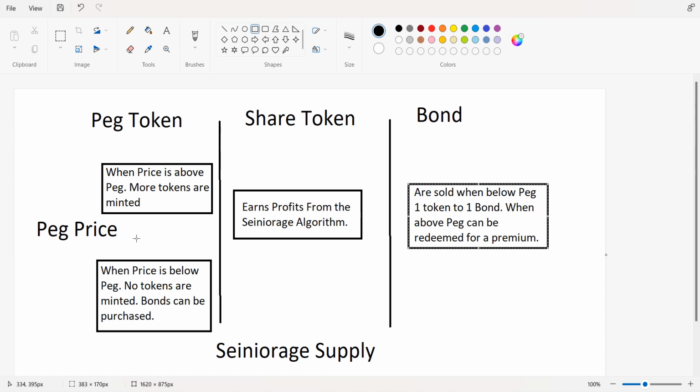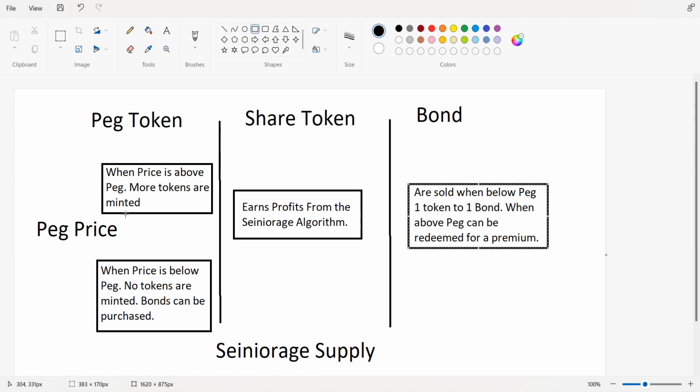But when price is below peg, there's not going to be any more tokens minted. No one in the boardroom, no one holding the share token or staking the share token, is going to get any additional tokens at the end of the epoch. And what typically will happen is bonds will go for sale. So bonds can be bought below peg. Sorry, if this token is below peg, you can actually take the token and buy one bond. The idea is you're actually burning the supply.